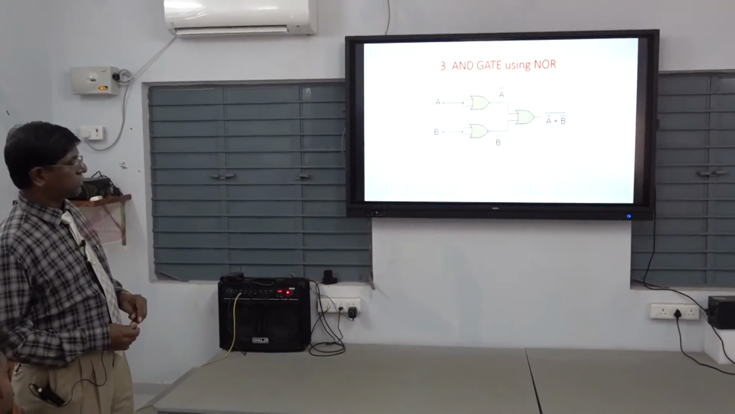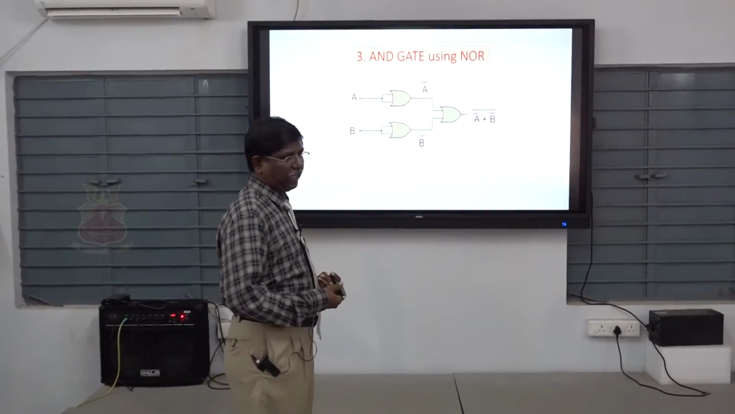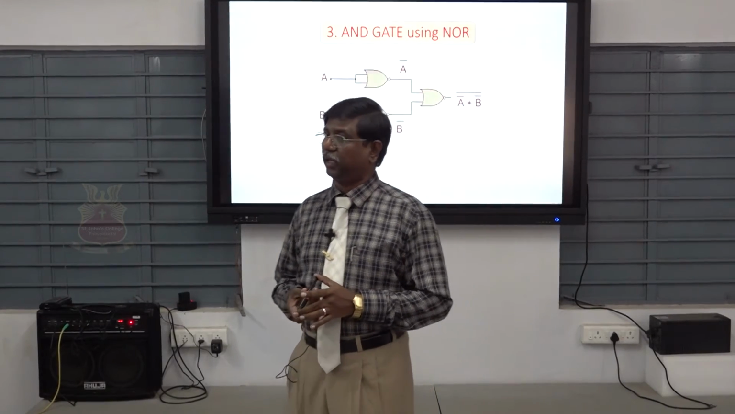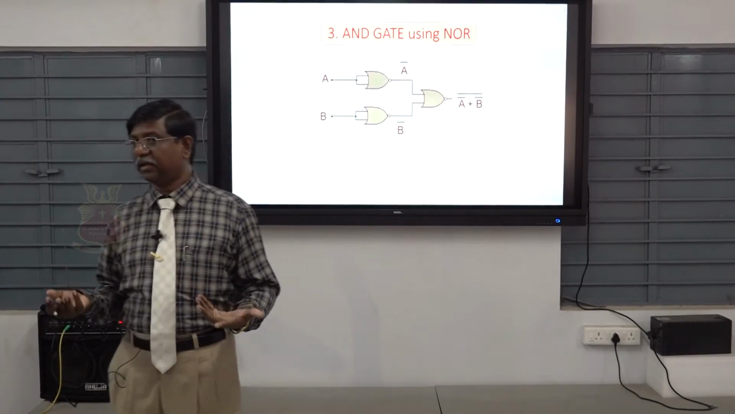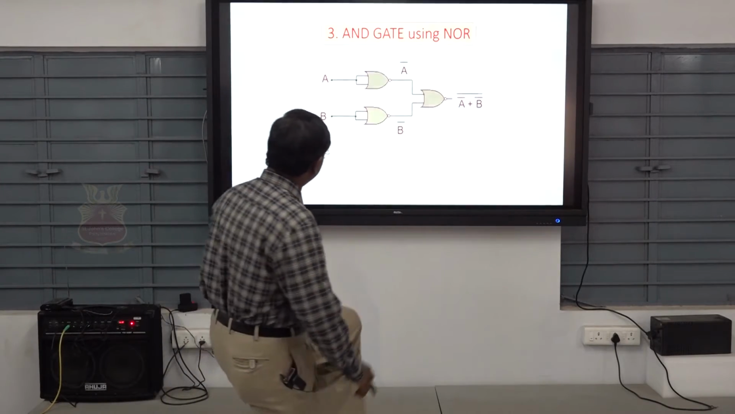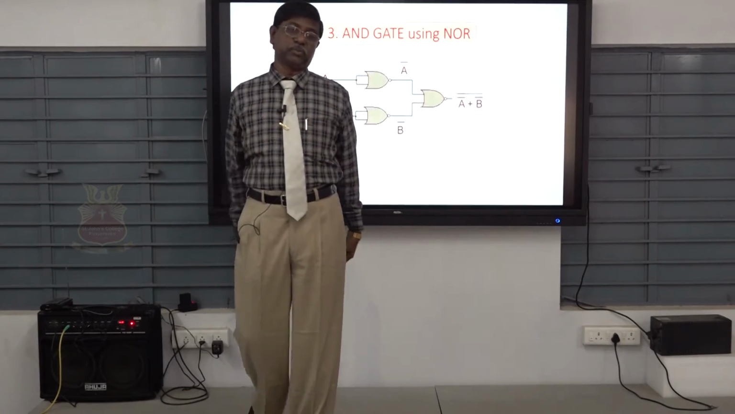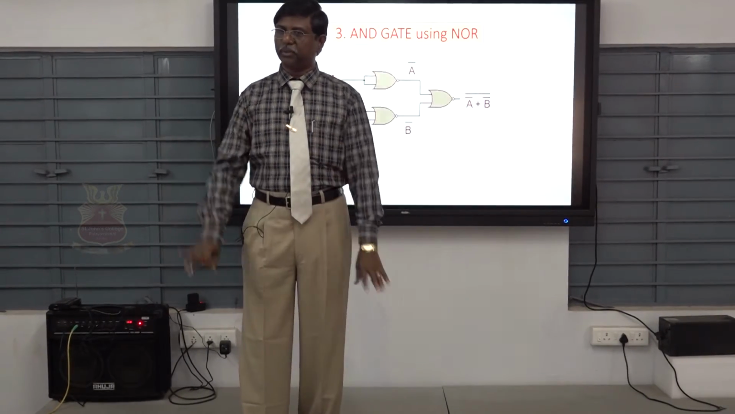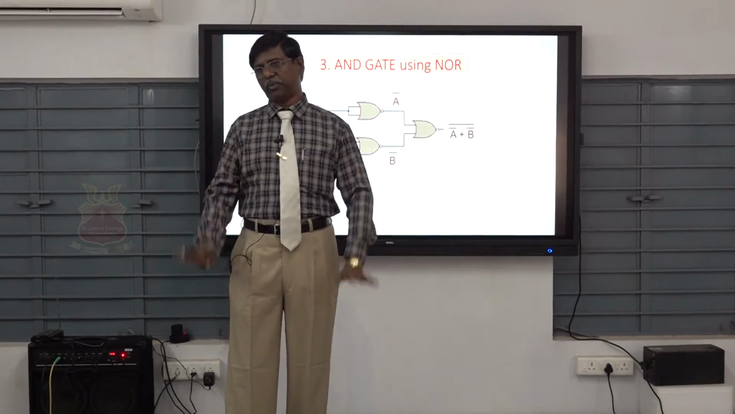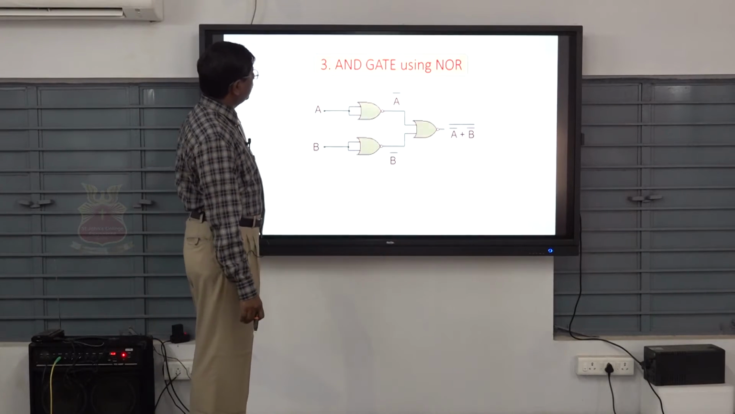Then AND gate. What is an AND gate? AND gate, what is AND logic? AND gate produces true output only when all its inputs are true. So for an AND gate, the output should be true only if all its inputs are true. If any one of the inputs is false, then the output should be false. Okay, that is the AND operation.